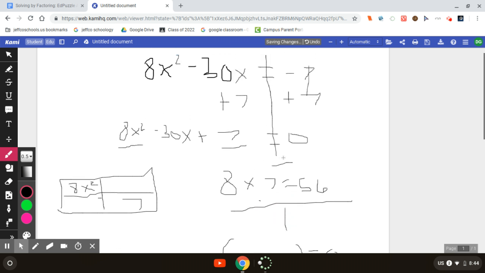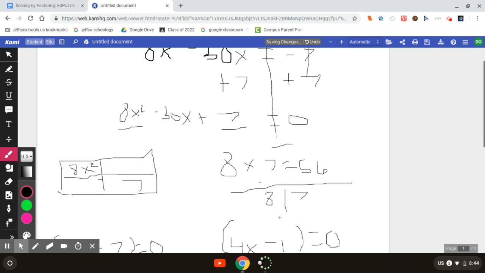And so you want to find divisors or factors that let you multiply up to 56 and add up to negative 30. So just looking for numbers that multiply to 56, I got 8 and 7. So we put those down. 8, 7, 56, I'm going to put that down.